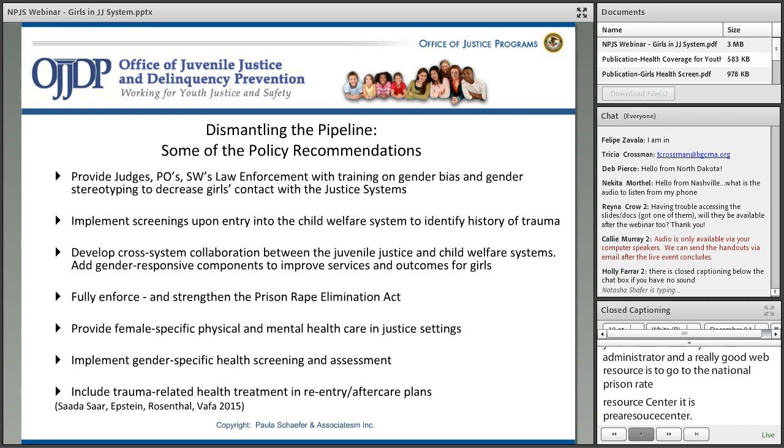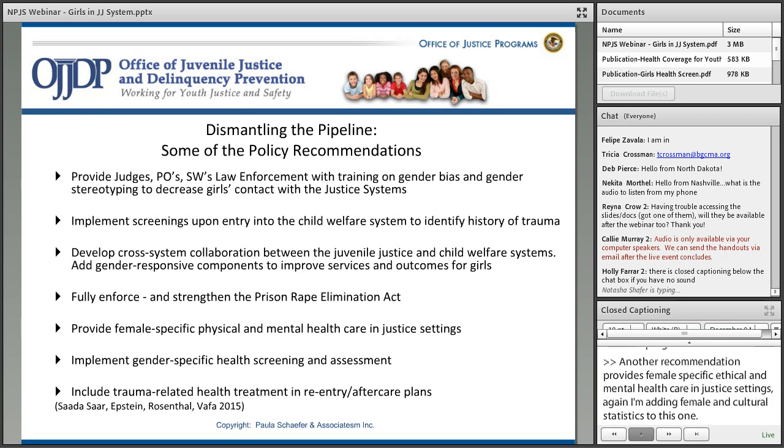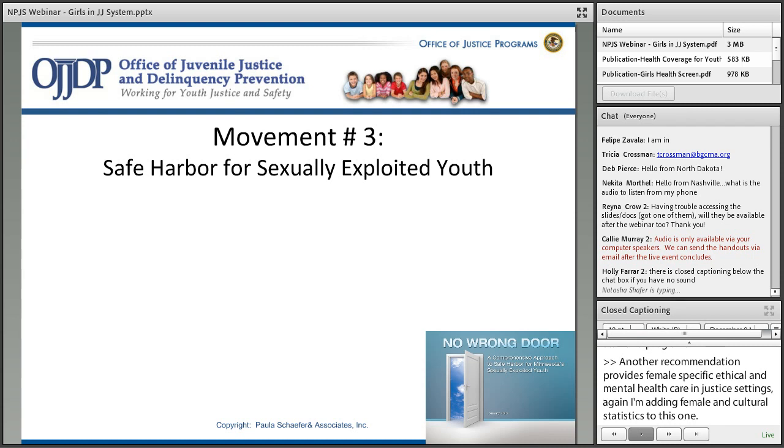Another recommendation: provide female-specific physical and mental health care in justice settings. Again, I'm adding female and culturally specific physical and mental health care in justice settings. And the other two are health screening and health treatment, which, of course, Leslie is going to talk with us about, the great work that she's been doing.